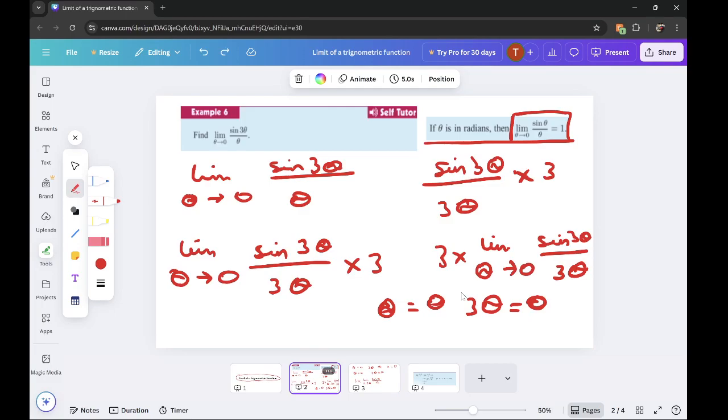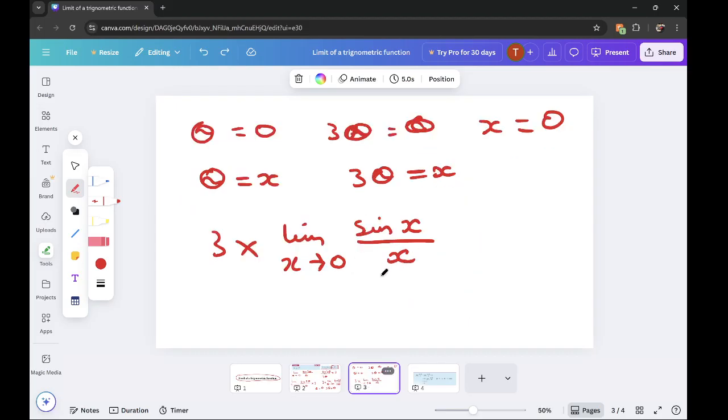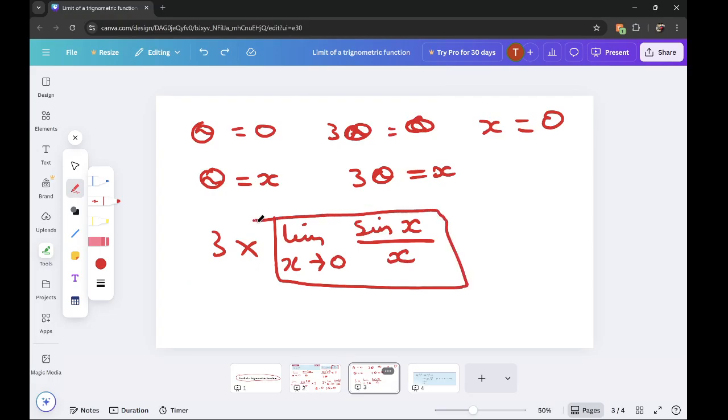Now that we've gotten this, we can see that yes, this is matching with our original given equation. This is not given in the formula booklet ever. You have to remember this. But this is our original equation. So that means that this entire thing tends to 1. So you get 3 times 1, which is just equal to 3.